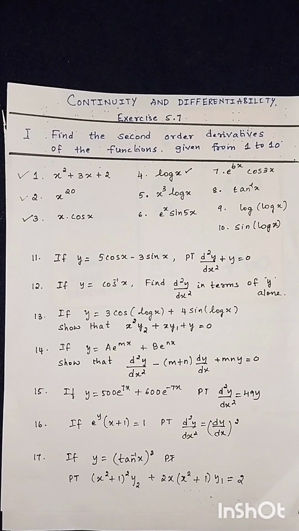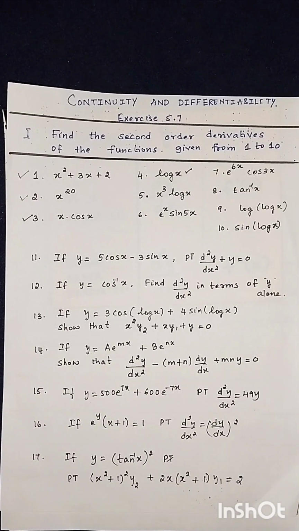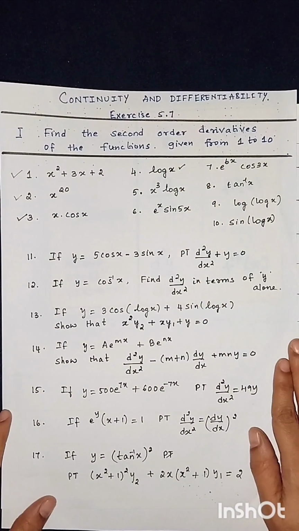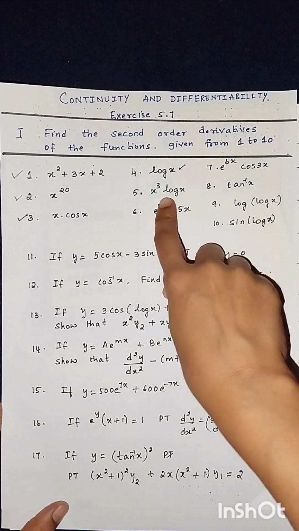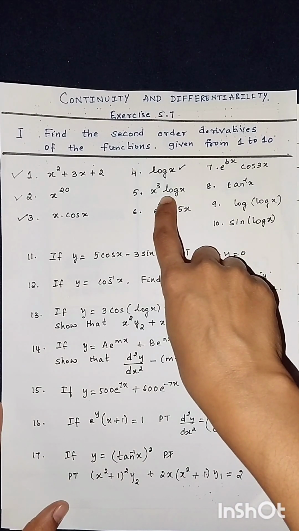Exercise 5.7 Continuity and Differentiability. So we have completed 4 functions. Now we will find the second order derivative for the fifth one.